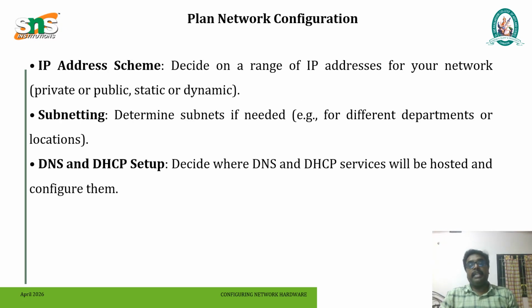The first one is planning the network configuration. Here we are going to employ three schemes. We have to make sure which scheme we are going to use. First one is the IP address scheme. So we have to decide the range of IP addresses for your network. The IP addresses may be public, private, static or dynamic. So private is your own, public is the common usage, static remains the same, and dynamic is bound to change. Based upon the size of the network and the number of terminals or client machines we are going to connect, we have to decide on the range of IP addresses.